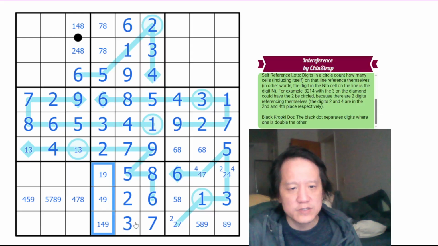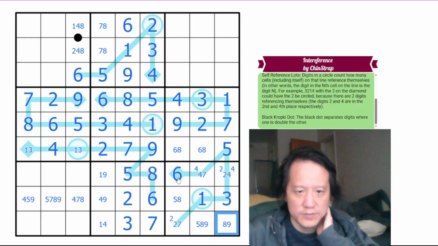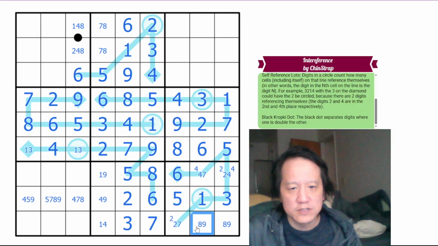So none of these can be 7. This can't be 9 because of the 9 in one of these 2 cells here. This 6 eliminates 6 here, so it's 8, which makes that 6. 8 eliminates 8 here, so that makes that 5, which means this can't be 5. This is an 8, 9 pair here.